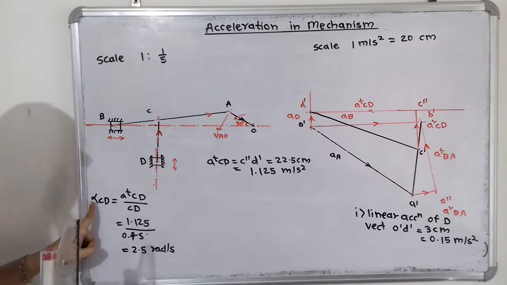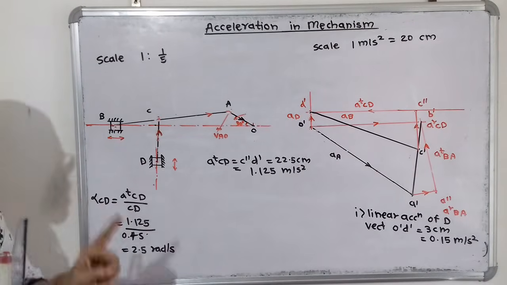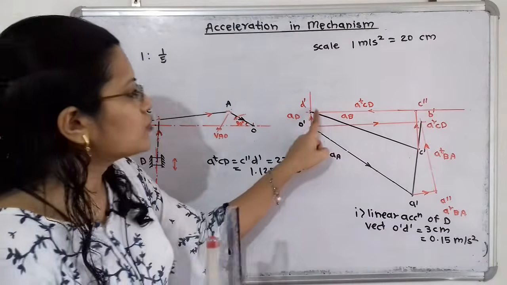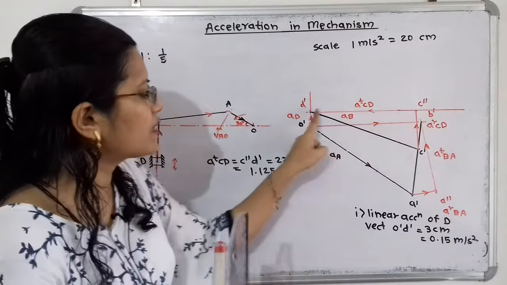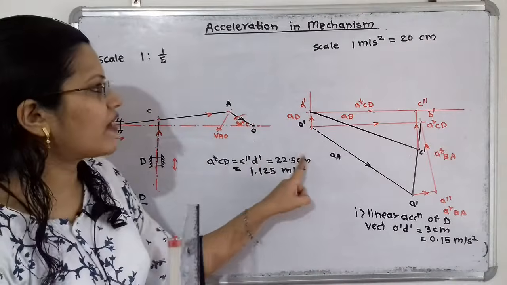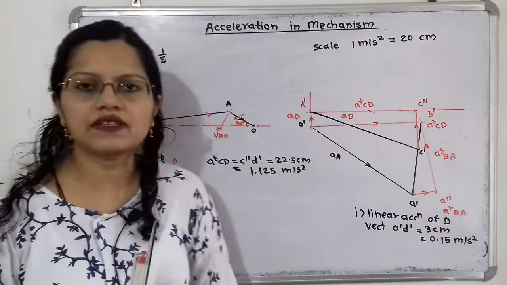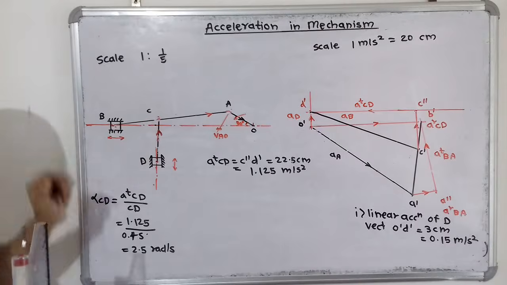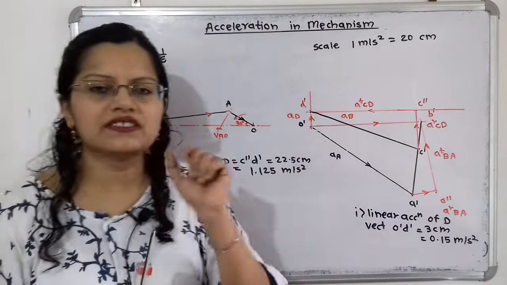We have to find out the angular acceleration alpha for this link CD. Now if we observe, for the angular acceleration we have to first find out the tangential component of CD. So here is the tangential component of CD, that is we have to measure vector C double dash to D dash, which is 22.5 centimeters, so as per scale, which is equal to 1.125 meter per second square. So we will put this value divided by the length of link CD, that we have to take in meter, that is 0.45, which is equal to 2.5 rad per second square. So this is the magnitude.